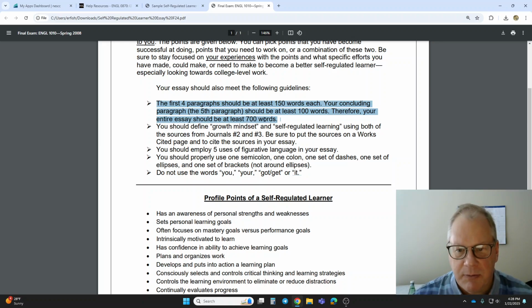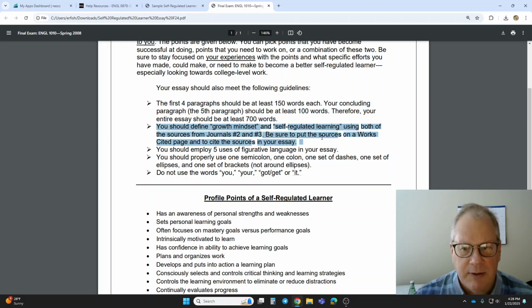You need to define growth mindset and self-regulated learning within the essay using the sources from journals number 2 and number 3. And you'll have to put those on a works cited page, and when we see the sample essay, you're just going to copy it straight out of that sample essay.